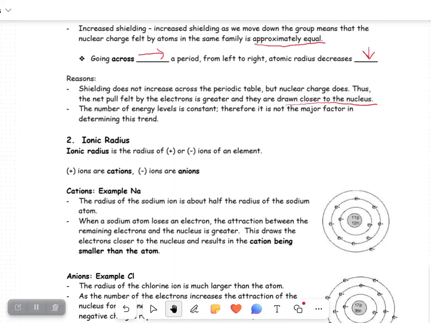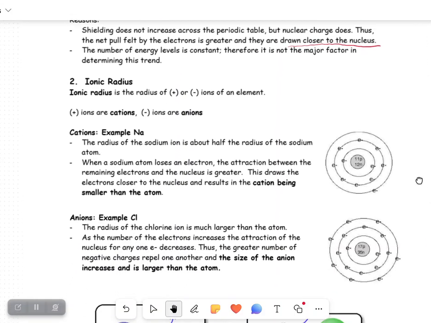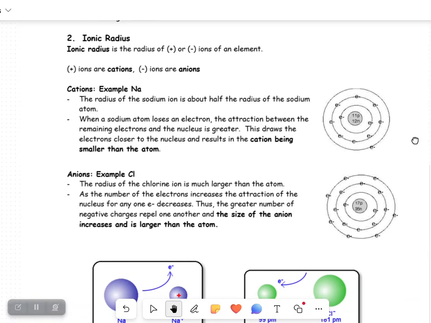All right, now getting into ionic radius. We have to remember there's two types of ions, cations and anions. All right, ionic radius is the radius of positive or negative ions in an element. Okay, so positive ions are cations and negative ions are anions. That's how we say that, cations and anions. So let's look at an example of sodium, which I have over here again. All right, the radius of the sodium ion is about half the radius of the sodium atom.